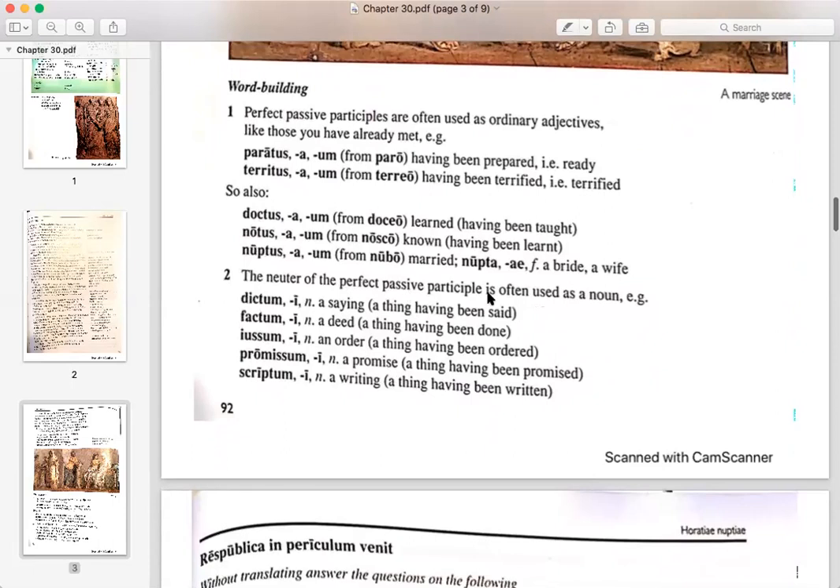The neuter of a perfect passive participle is often used as a noun. So a dictum, we have that word, a dictum in English. So a saying, which is a thing having been said, literally. A factum, a deed, a thing having been done. Iussum, order, a thing having been ordered. Promissum, promise. Scriptum, writing. Notice these are all neuter, so they're all things.